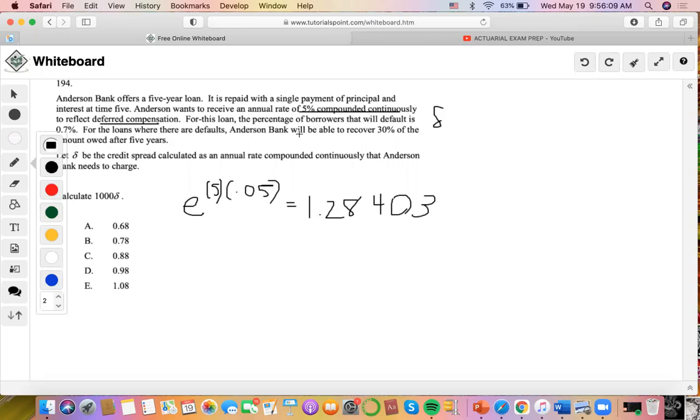Now the next part is that for this loan, the percentage of borrowers that will default is 0.7%. For the loans where there are defaults, they are able to cover 30%. So we need to form an equation to find the force of interest, and set it equal to the deferred compensation that the bank wants. To start with, we focus on the percentage of borrowers that didn't default. We do that by doing 100% minus 0.7%.